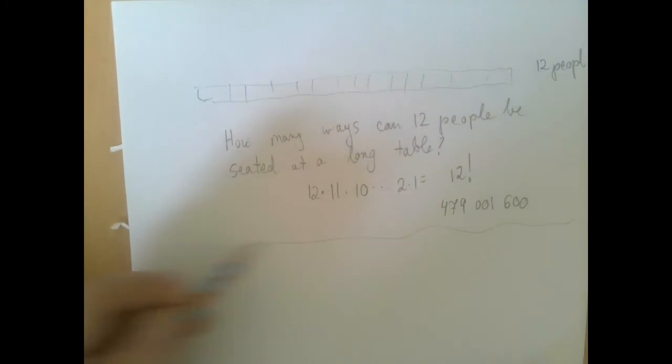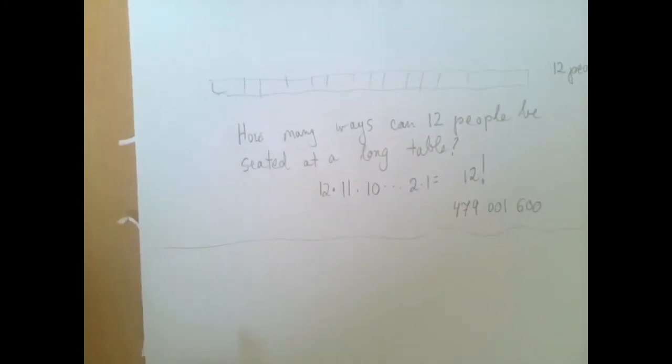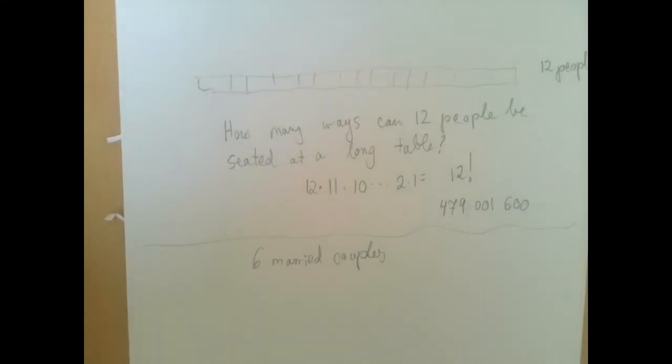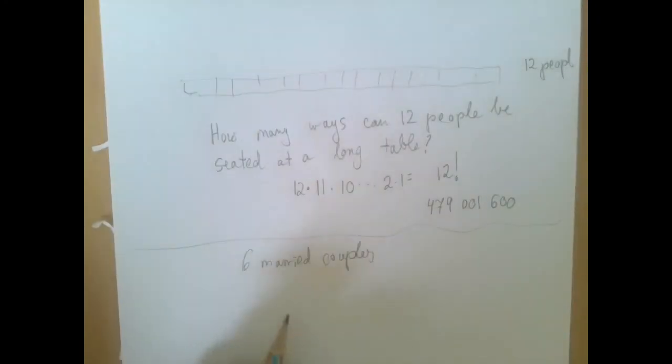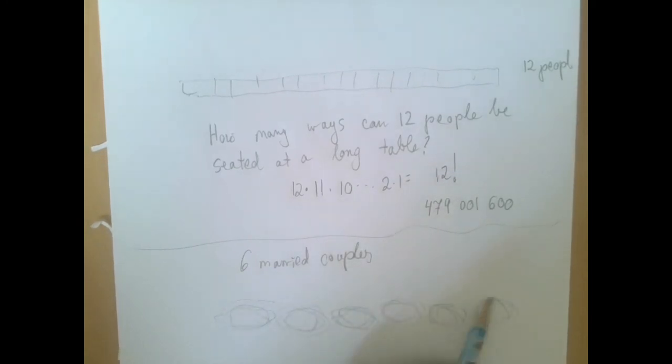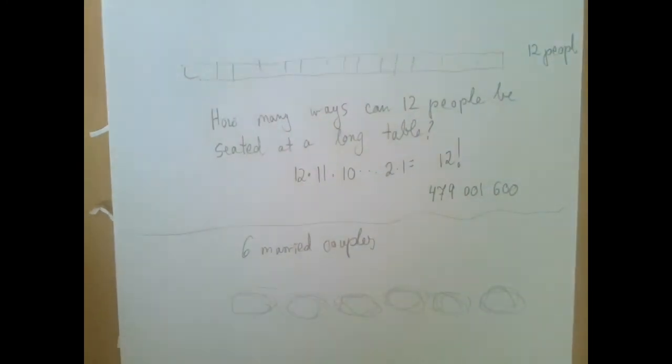Okay. Now, suppose we have the same table and we have 12 people, but now these 12 people are 6 married couples. How many different ways can they be seated, provided that we want married people to sit next to each other? The first thing we have to realize is that the first and the second have to be married, because if you put the first one and then the second and the third married, then there's trouble with number one.